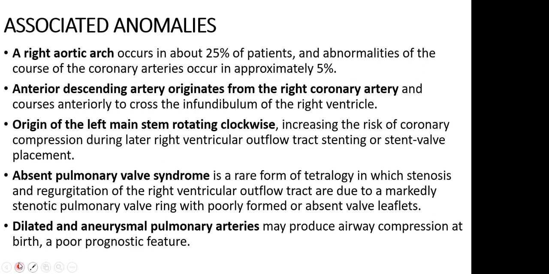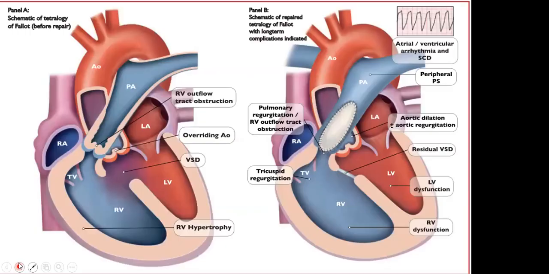So these are associated anomalies in TOF. They can have a right aortic arch, of which 25% of them can present with that. Anterior descending artery originating from the right coronary artery, origin of the left main stem rotating clockwise, also absent pulmonary valve syndrome. Then we also have the dilated aneurysmal pulmonary artery. So these are congenital abnormalities that can occur with tetralogy of Fallot.